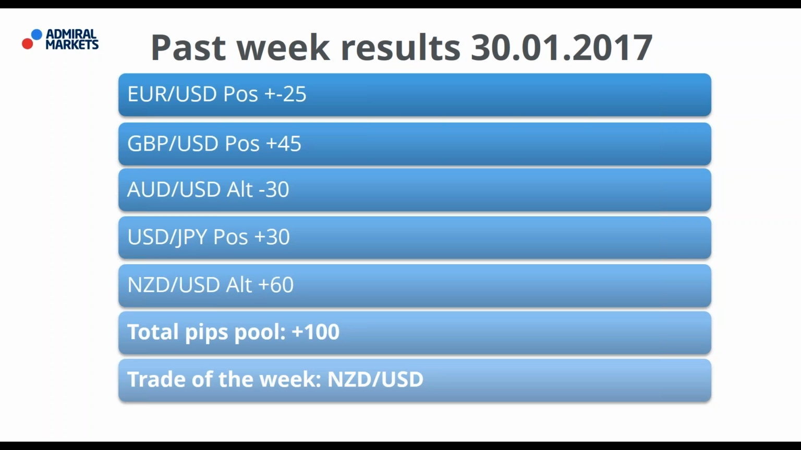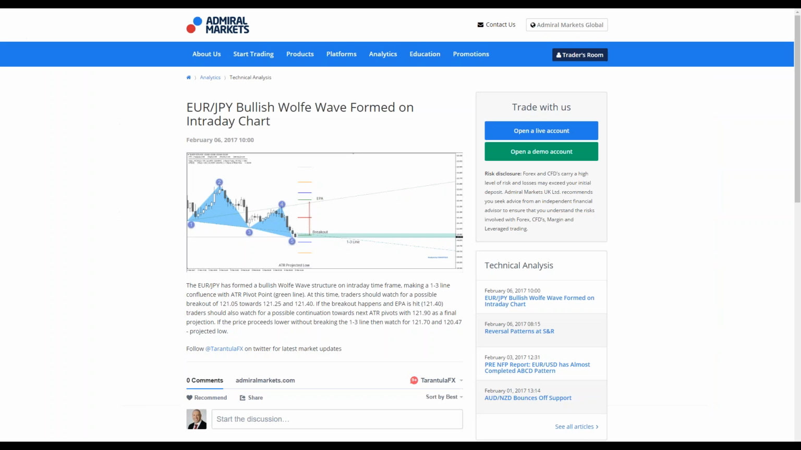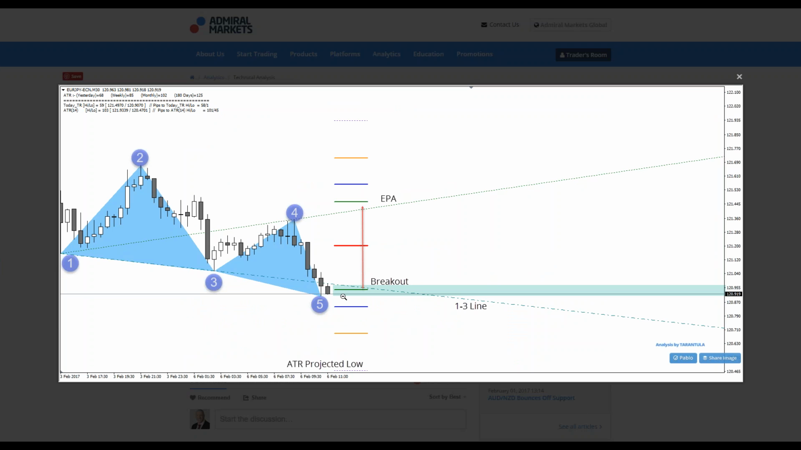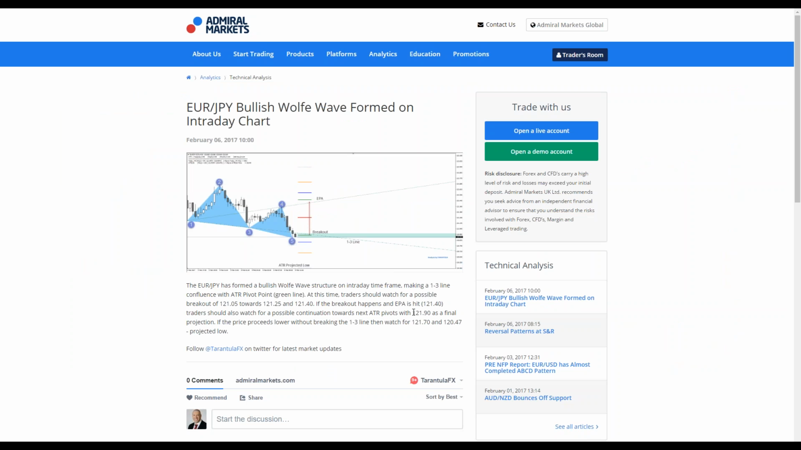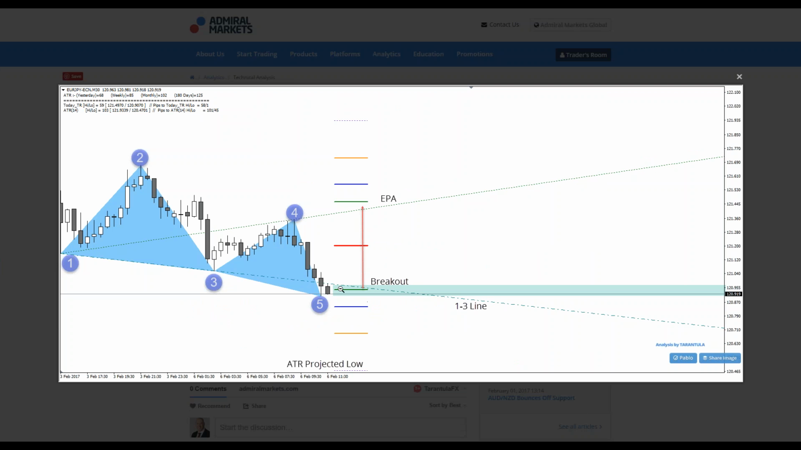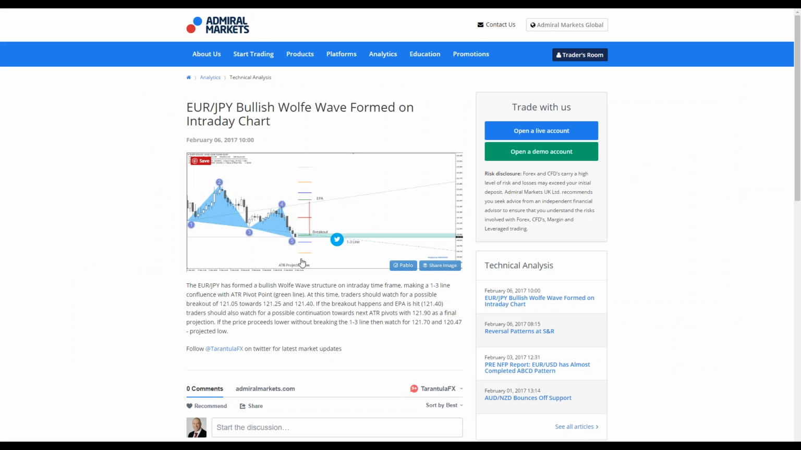And what I wanted to say is today, technical analysis. You can also use this example, guys. Today we still have euro yen. We have this 1 to 3 line because price is here now. If it breaks 120.85, we will have probably a breakout to the upside of euro yen. Also, if you read my analysis today, I said if the breakout happens, this will happen. But if the price proceeds lower without breaking 1 to 3 line, then watch for these levels. And actually it happened. So we didn't have a breakout because it was clearly stated that it needs to break 121. It didn't break it, it went down, and it tested ATR projection low, as I explained in the article.